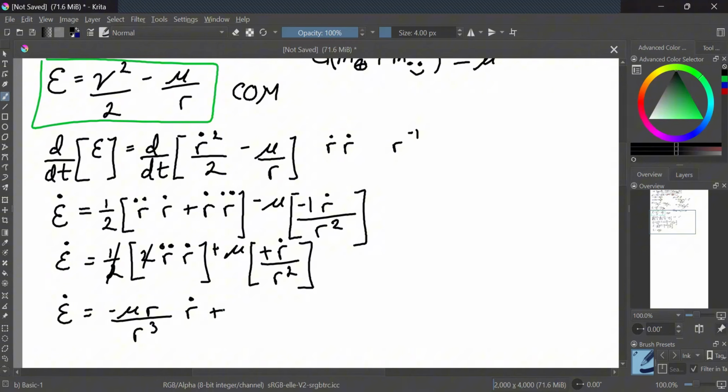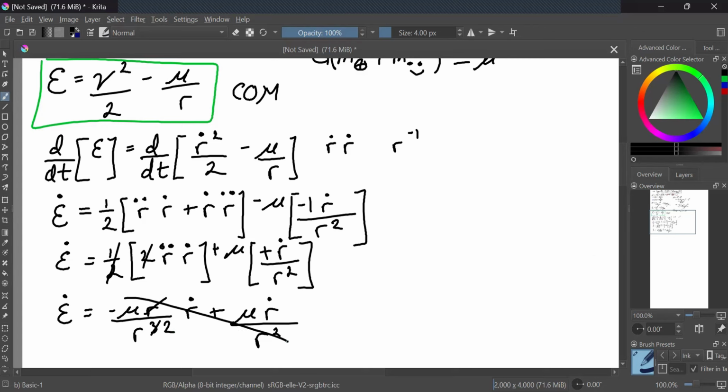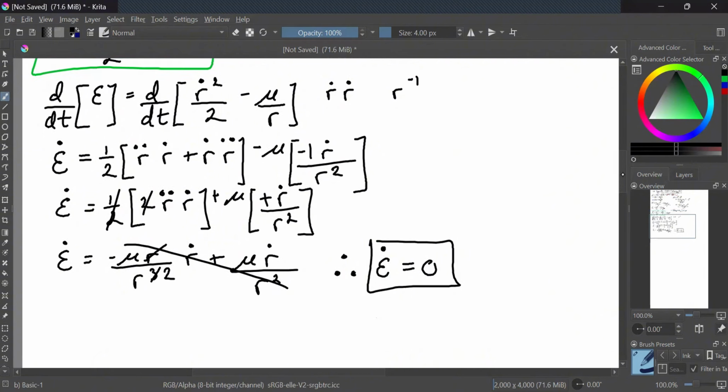r dot plus mu r dot by r squared. Well, we have an extra r up here that can cancel with an r downstairs. Minus mu r squared plus mu r squared r dot. And here's an r dot over here. It turns out that cancels off. Therefore, it's 0. We have no change in energy with time. It is, in fact, a constant of motion.